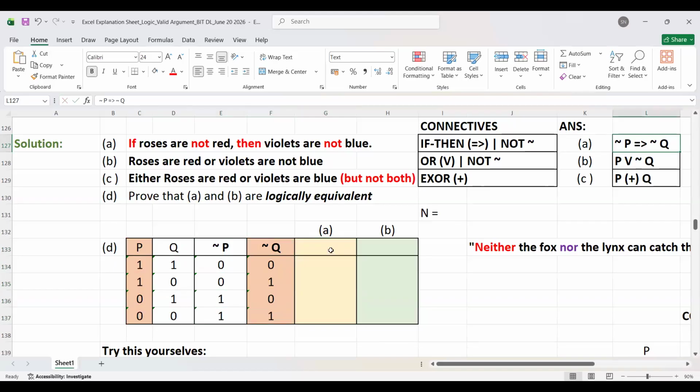Look at A, not P. So not P implying, this time using the one line, not Q. I hope you can follow; I've been using this, so let me use that. Not Q. And then on the right-hand side, I should have P or not Q. So we are going to join this to this to get this.